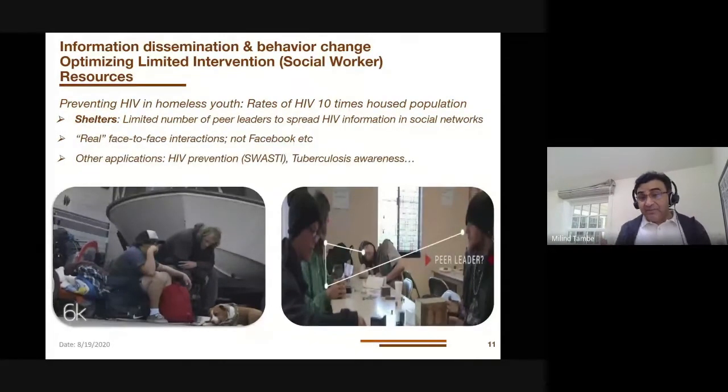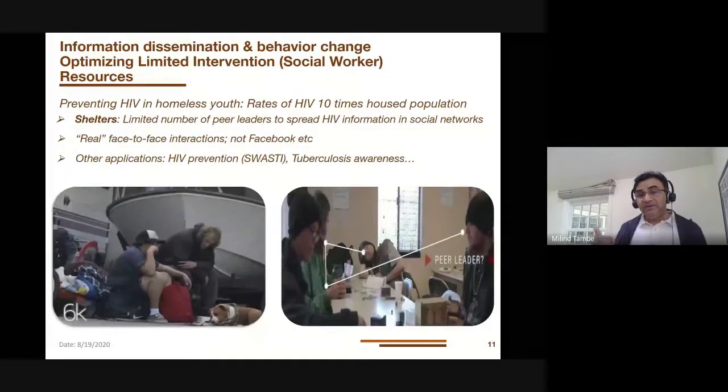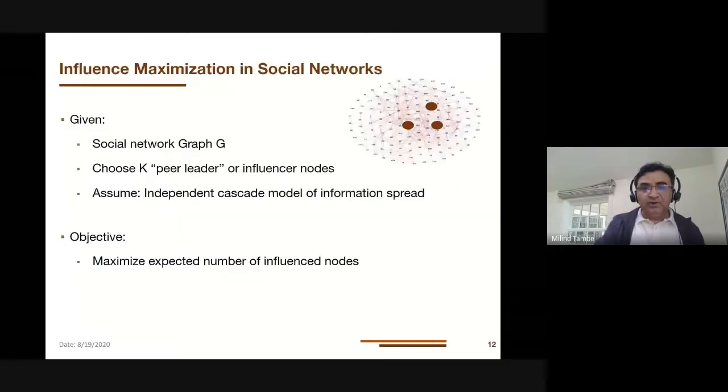So there are many other applications of the same technique, whether you talk about HIV prevention. This is work that we are doing in Bangalore with a nonprofit called Swasti. This is HIV prevention among sex workers. Making people aware about tuberculosis risk. This is something that we have talked with the city TB officer in Mumbai, for example. So there are many other applications where you have to educate a population about some kind of a public health challenge. So what is this problem?